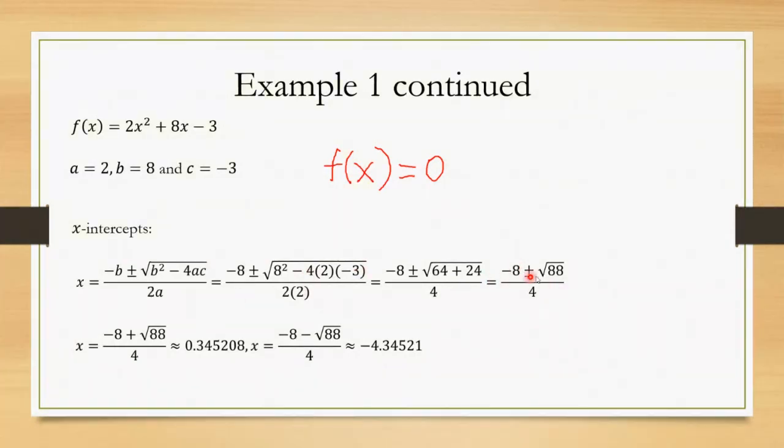Remember, there are two solutions here: negative 8 plus radical 88 over 4. The other one is negative 8 minus radical 88 over 4. I know the numbers are decimal, so I use the calculator, mostly because the square root of 88 is not a perfect square, so it's not the best number. That makes sense.